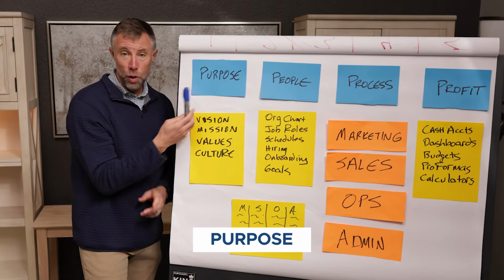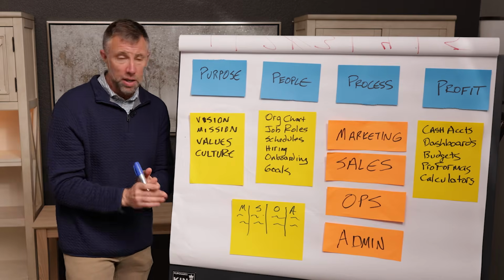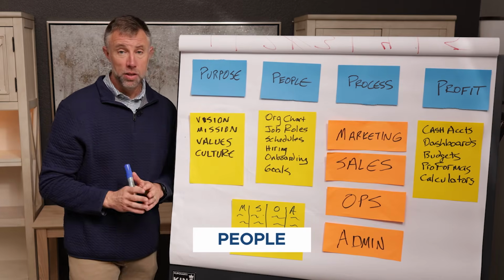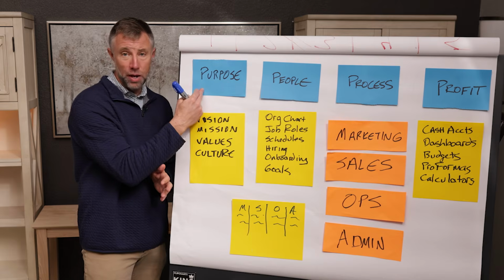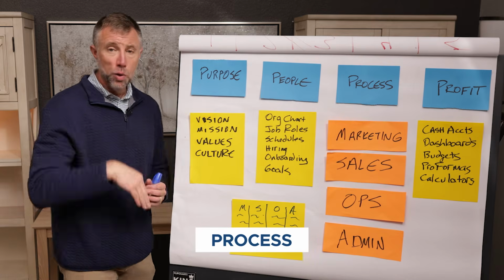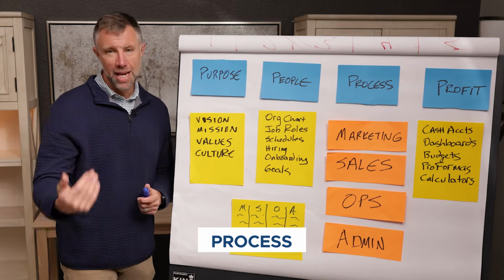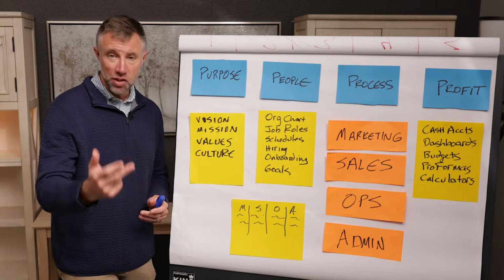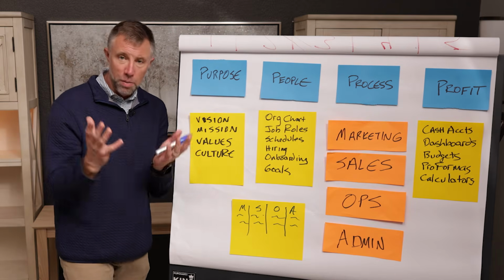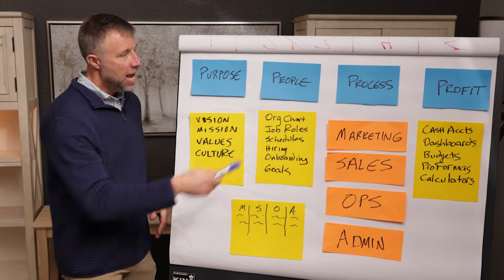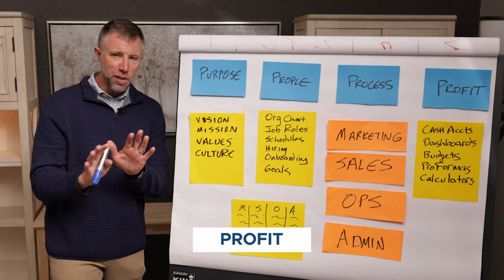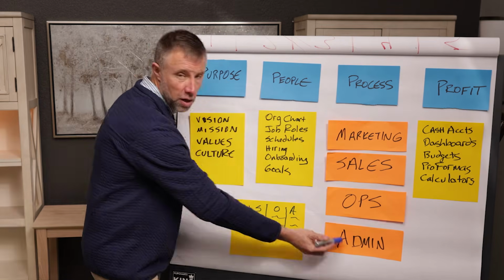Purpose, that tells everybody where this business is going. People, that tells the business who's involved in getting us there to this purpose. Process, those are all the hundreds of individual tasks that it takes to market, to sell, to fulfill the product, and to administer, HR, accounting, all that. And then the profit. That's a little bit different than the accounting side that's found down here in administration.